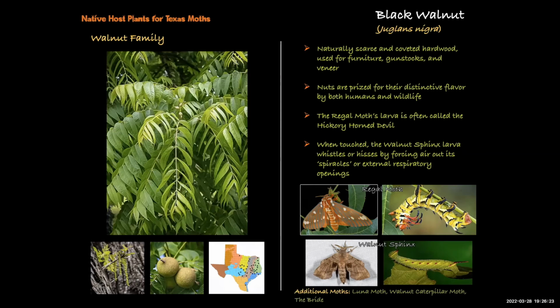The walnut sphinx has a really interesting defense mechanism. When it's touched, it actually whistles or hisses. How it does that is all caterpillars have breathing structures or holes called spiracles on the sides of their body, and that's how they respirate or breathe. What this walnut sphinx does, if a bird grasps it or even a human, is force air out of those spiracles and make a hissing sound. And you can actually search for this on YouTube and see and hear it happen.